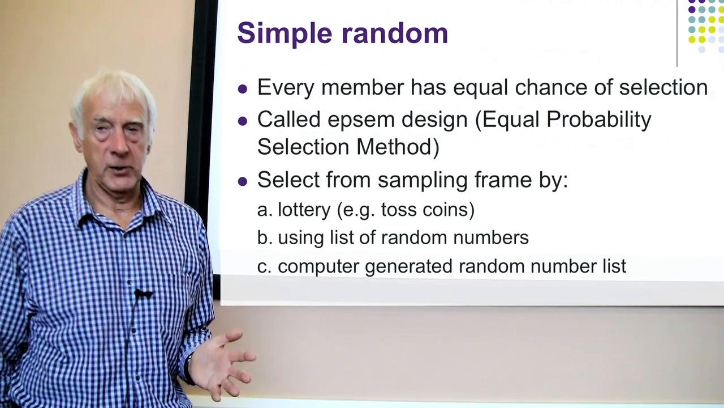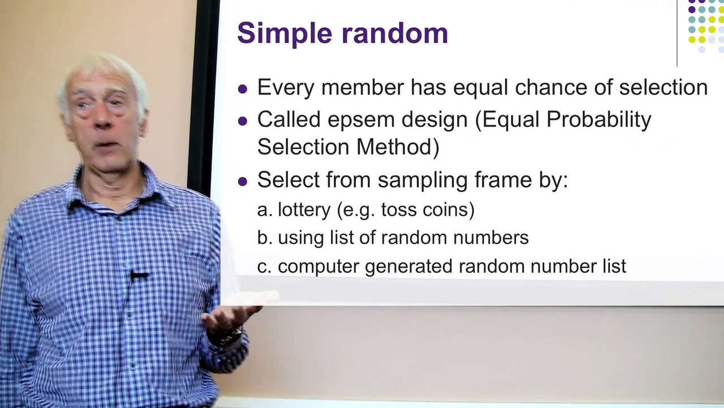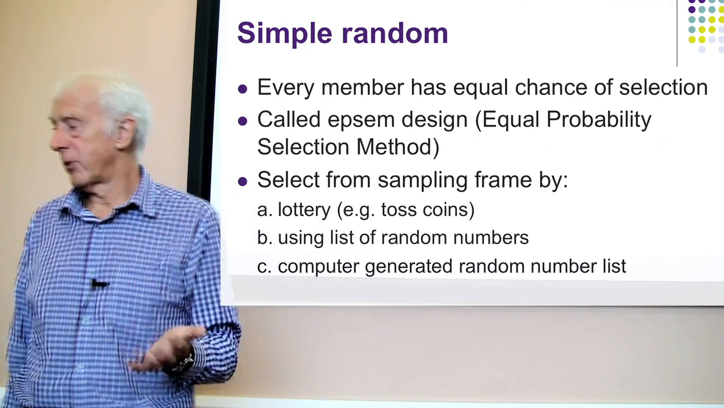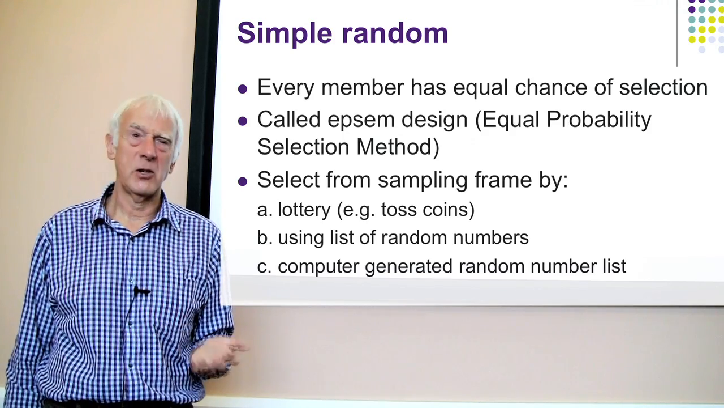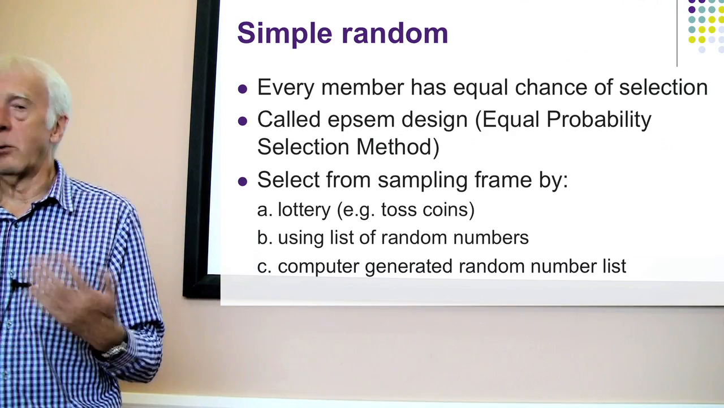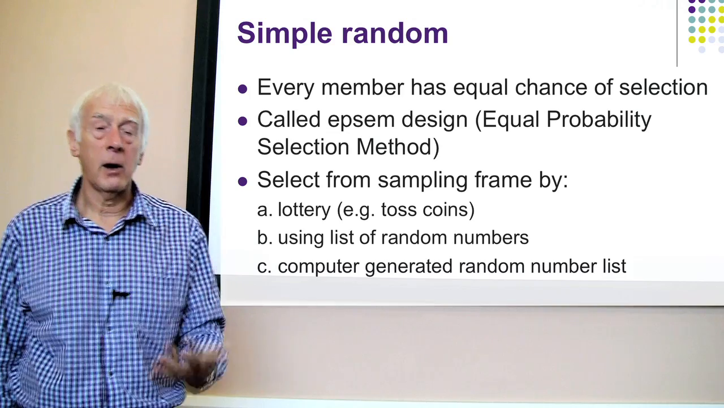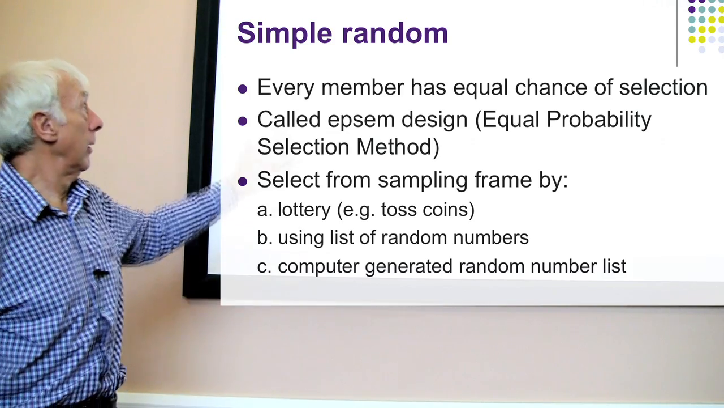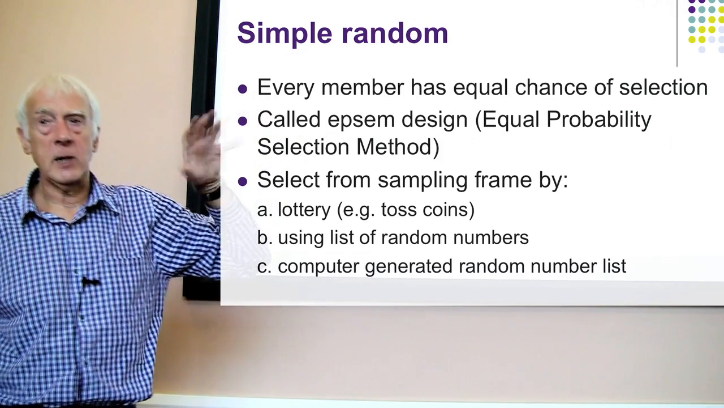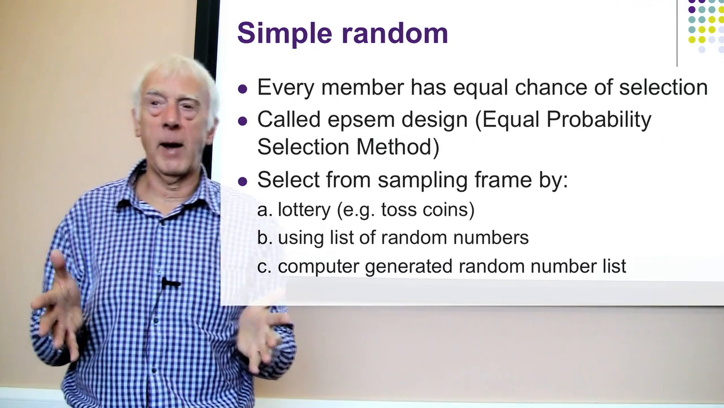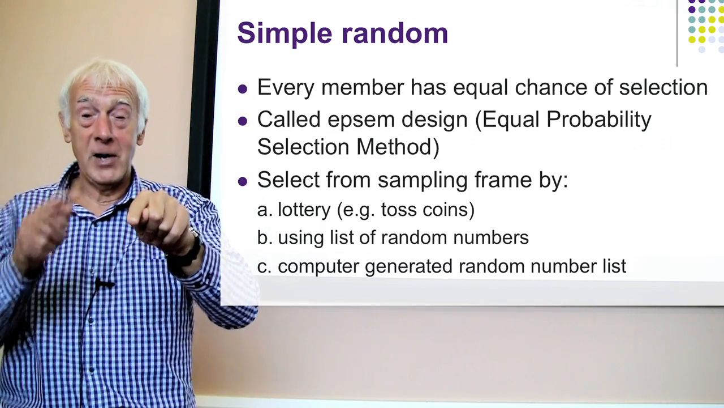Simple random sampling is where every member has an equal probability of selection. EPSEM is the acronym sometimes used here. It's not much used these days, that term, but an equal chance of selection. Very simple. And you select by some kind of random number process. It can be a lottery, tossing coins, lists of random numbers. I mean, old textbooks used to have lists of random numbers in the back that you could use. You just close your eyes and point somewhere on the page, and that's where you start.